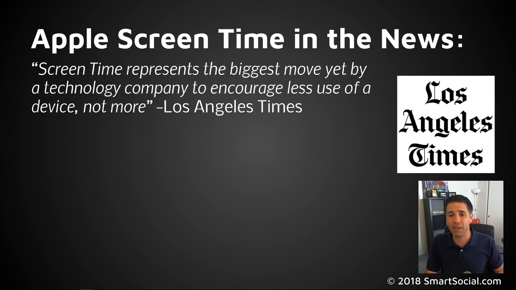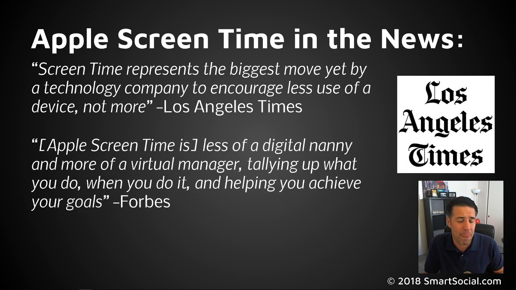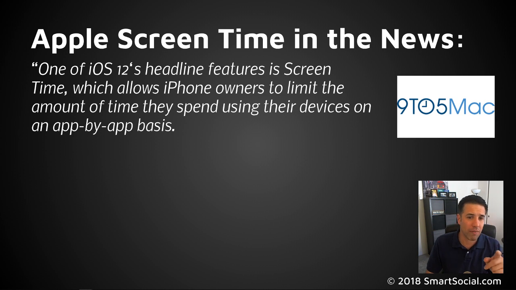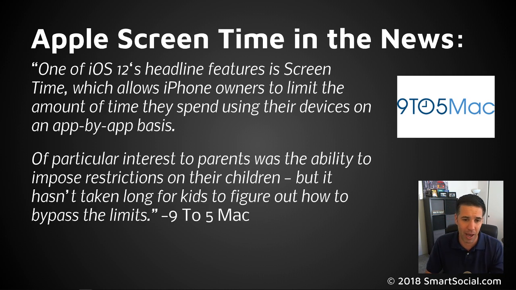Screen time represents the biggest move yet by a technology company to encourage less use of a device, not more. Forbes says Apple screen time is less of a digital nanny and more of a virtual manager, tallying up what you do, when you do it, and helping you achieve your goals. Now, one of iOS's headline features is screen time, which allows iPhone owners to limit the amount of time they spend using their devices on an app-by-app basis. And 9to5Mac goes on and says, of particular interest to parents is the ability to impose restrictions on their children, but it hasn't taken long for kids to figure out how to bypass the limits.